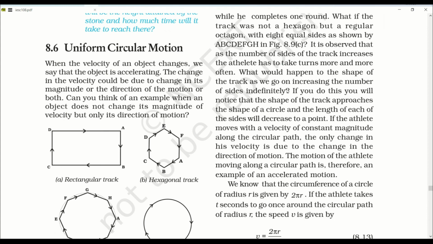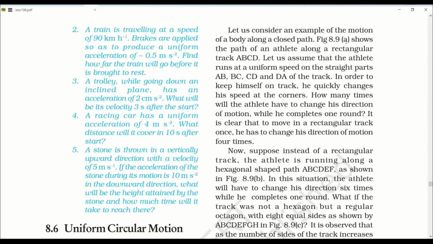Now what is uniform circular motion? When the velocity of the object changes, we say that the object is accelerating. The change in velocity could be due to change in its magnitude or direction of the motion or both. So let us consider an example for the motion of the body along a closed path. Figure 8.9a shows the path of an athlete along the rectangular track ABCD. Let us assume that the athlete runs at a uniform speed on a straight path AB, BC, CD, DA on the track. In order to keep himself on the track, he quickly changes his direction at the corner.